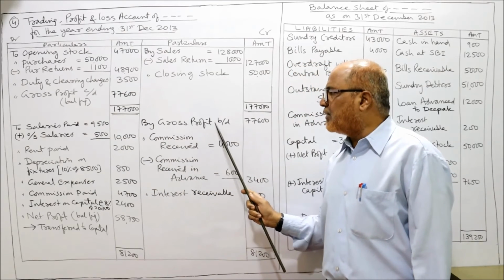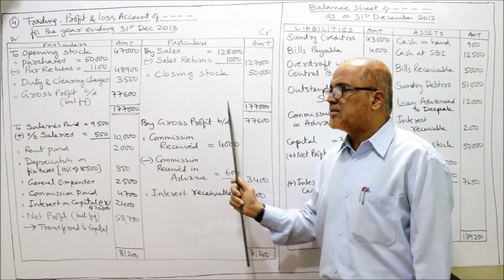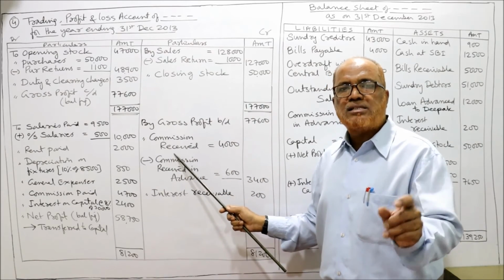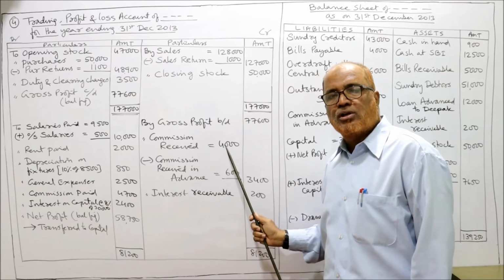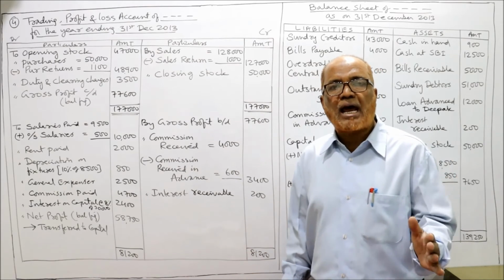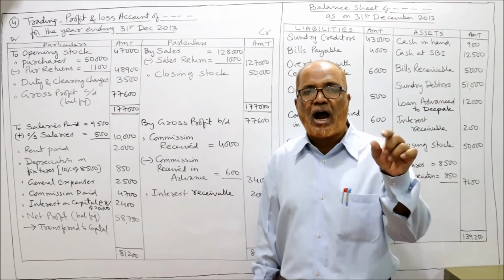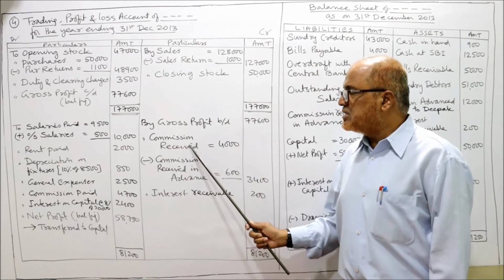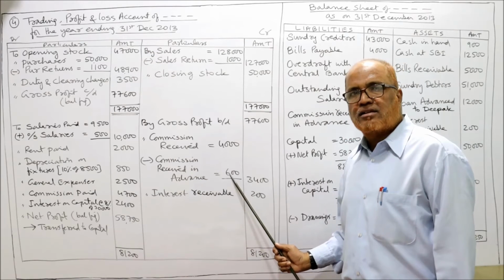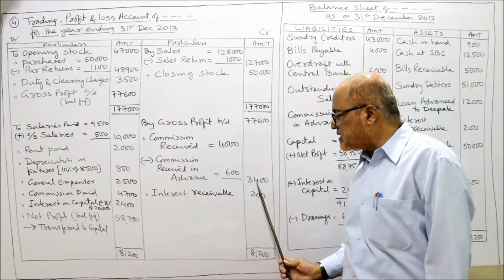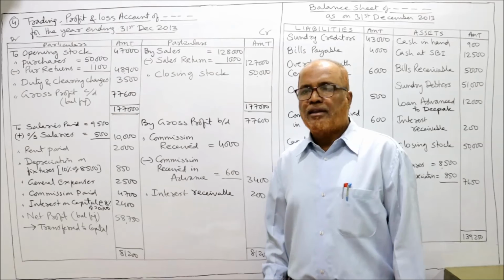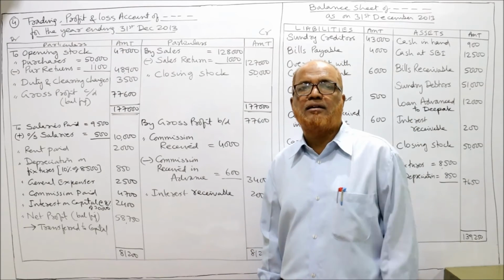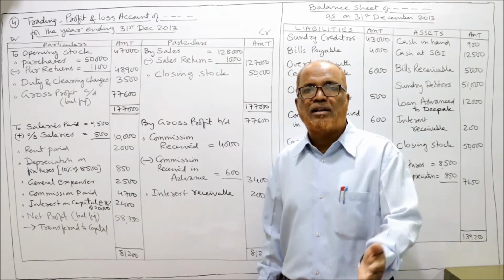So, by gross profit brought down 77,600. Now other incomes are commission received. In the trial balance it is given commission received 4,000. From this 4,000 we subtract commission received in advance given in the adjustment. So commission received in advance will be deducted, 600. So commission for the current year is 3,400 only. This 600 again will be shown on the liability side. It is income received in advance.